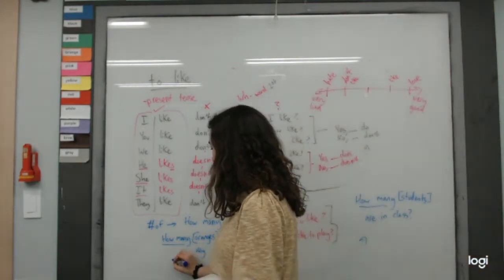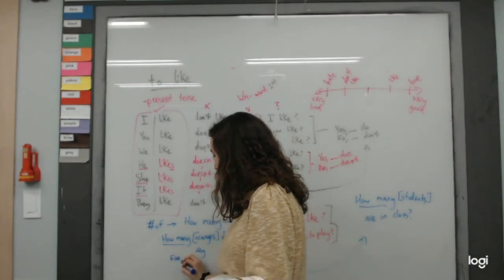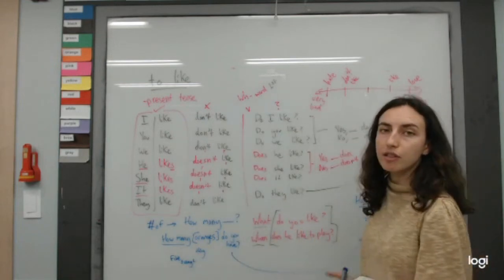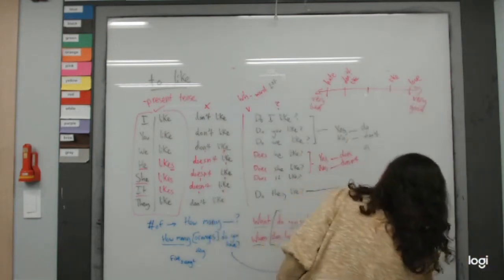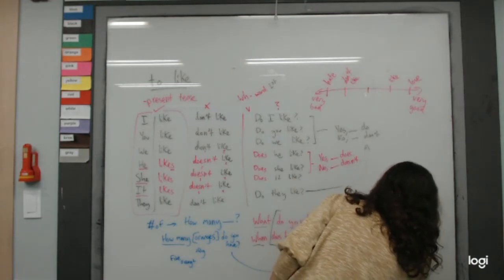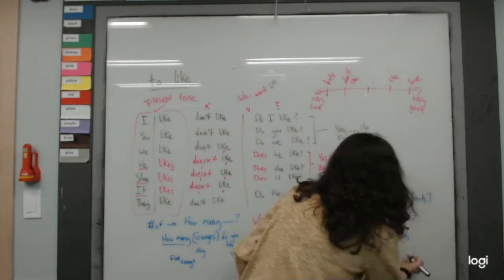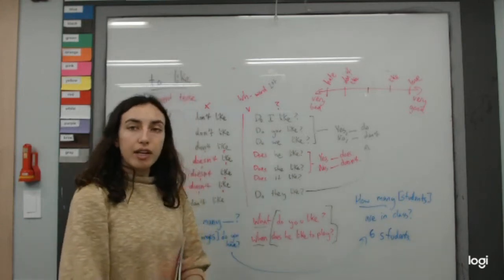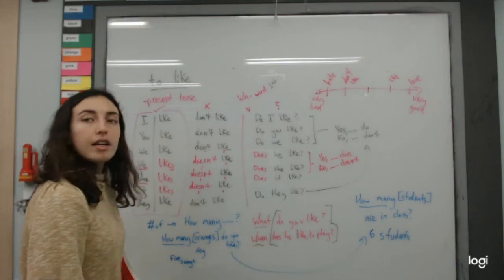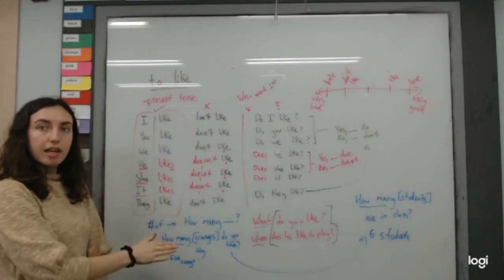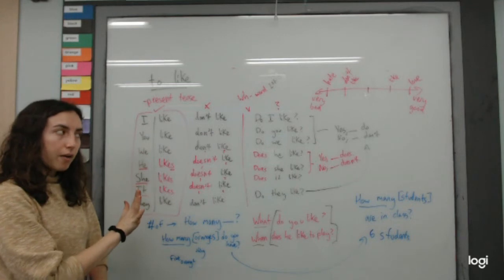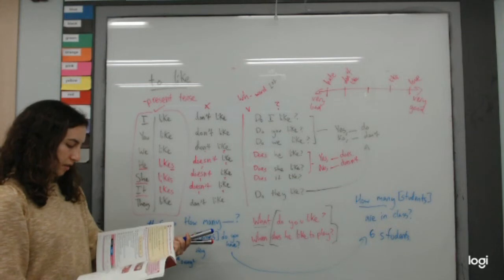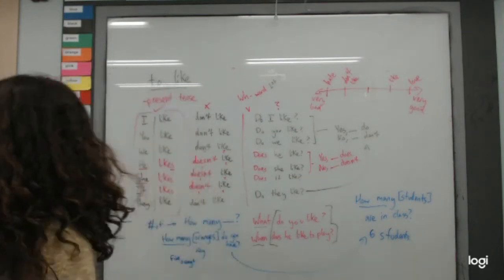How many oranges do you have? I can say 5 oranges. I have 5 oranges. How many students are in class? 6 students. There are 6 students in class. Okay, so now students, let's please take notes on these, write in your book, and then stop the video, write this down, and then come back and we will do this together. Okay, so finish.